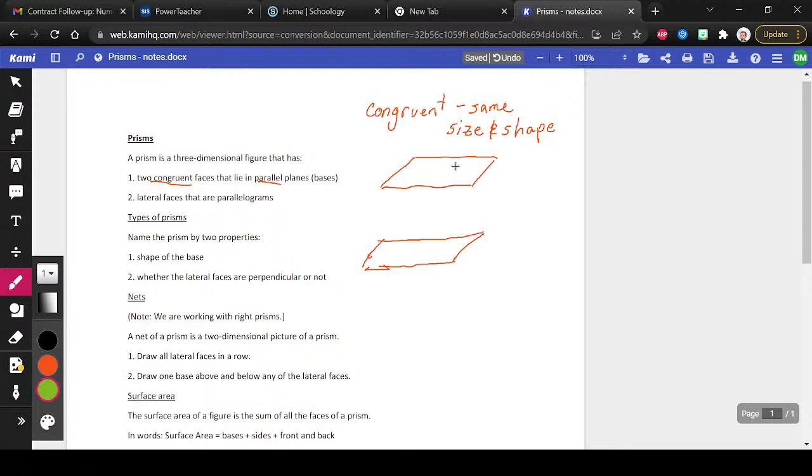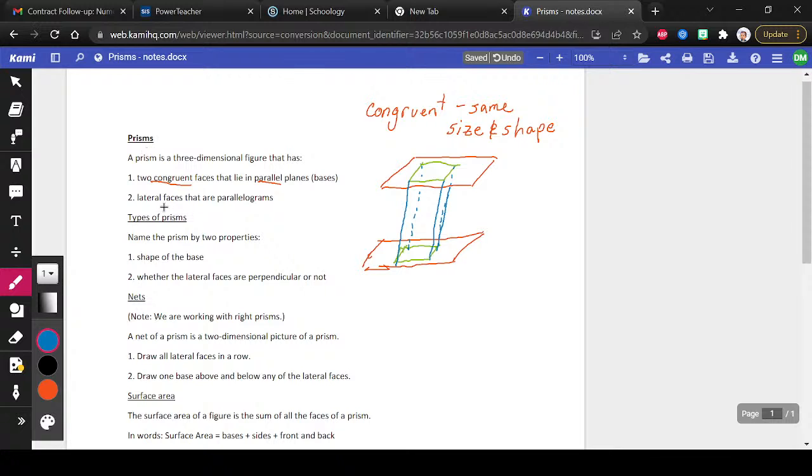And what I could do is draw a rectangle up here, and have a rectangle down here, and if those two rectangles have the same size and same shape, then I can connect the corners, or the vertexes, of the bases, and this would be a prism right here.